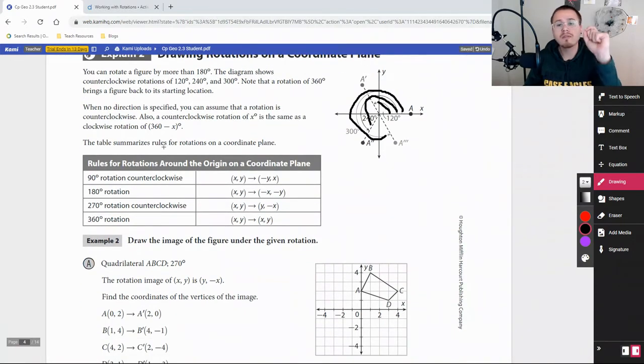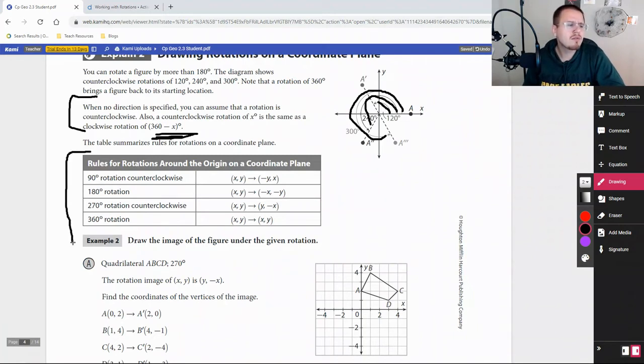When no direction is specified, people trip this up. You can assume that it is counterclockwise. So the clock, and again, the reflection might be weird here, but the clock goes like this. So you're going to go counter. And a counterclockwise rotation is the same as a clockwise rotation of 360 degrees minus x. Great way to make sure that you're going the right direction.